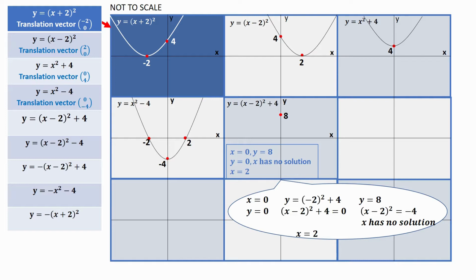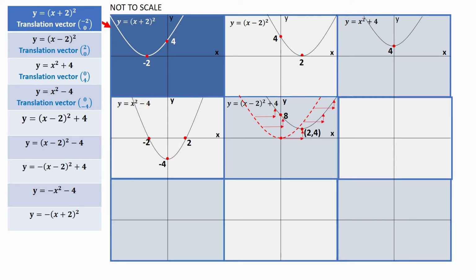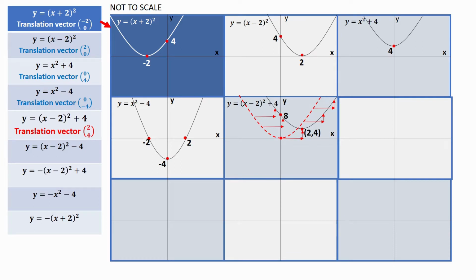Make the bracket in the equation equal to 0, so we take x equal to 2. The bracket becomes 0 and y equals 4. The point (2, 4) is plotted, which gives the turning point of the curve. Drawing y equals x squared, each point on y equals x squared has moved 2 units to the right and 4 units up. So the transformation is a translation with vector (2, 4).